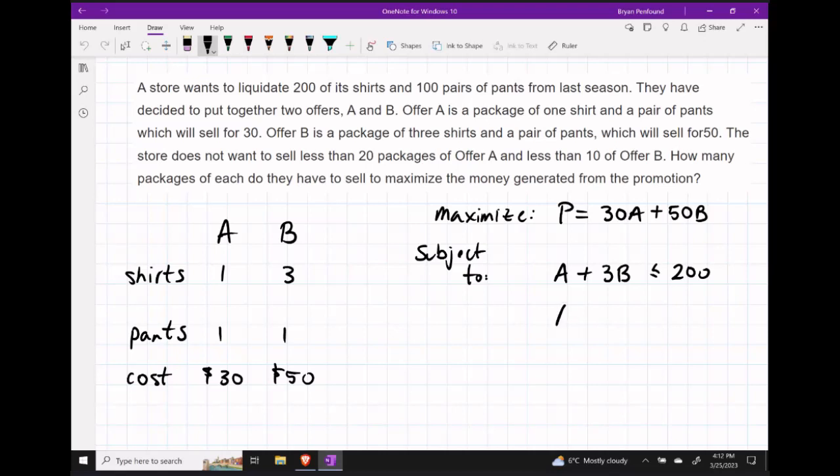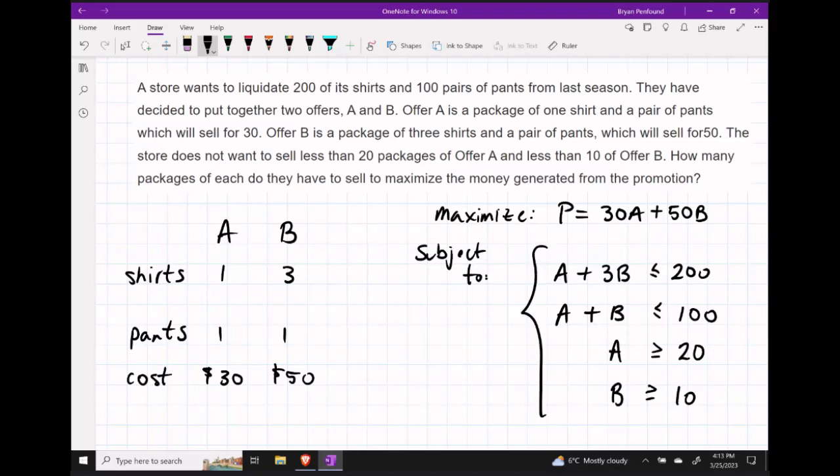And similarly, it must be that A plus B is going to be less than or equal to 100 because we only have 100 pants. Now, the last couple constraints for our problem come from the sentence where the store doesn't want to sell less than 20 packages of A and less than 10 packages of B. So here we have that A must be some kind of integer above 20, and B must be some kind of integer above 10. And here's the formulation of our linear programming problem.